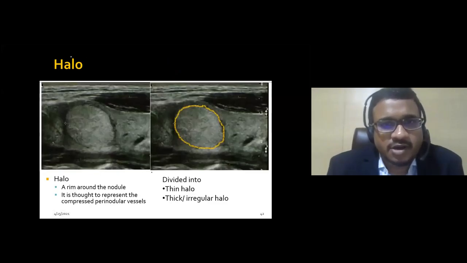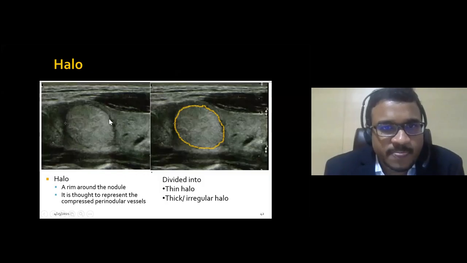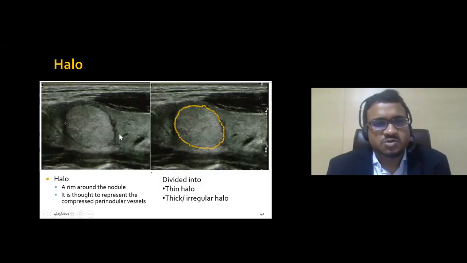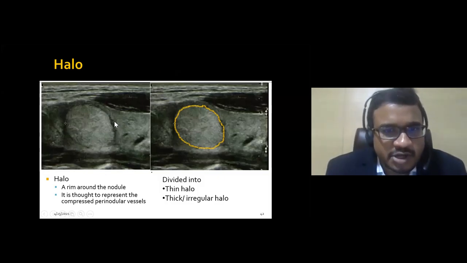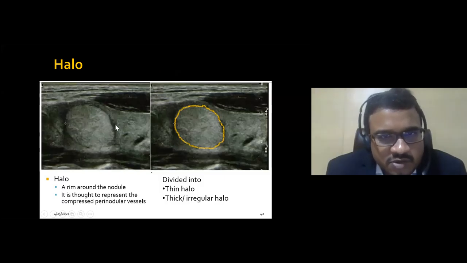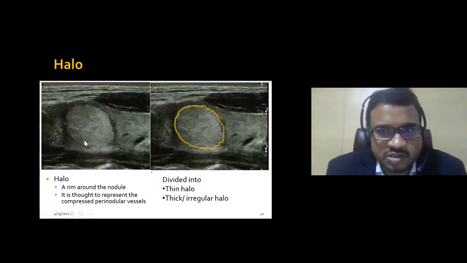The other important finding is the halo. Halo is a rim around the nodule. So this is the thyroid gland and you have a nodule here. The rim around the nodule is called the halo. It is probably supposed to represent the compressed peri-nodular tissue or the blood vessels. Here you can see there's a thin line. It's called a thin halo.